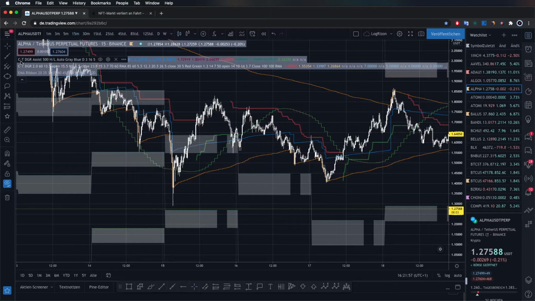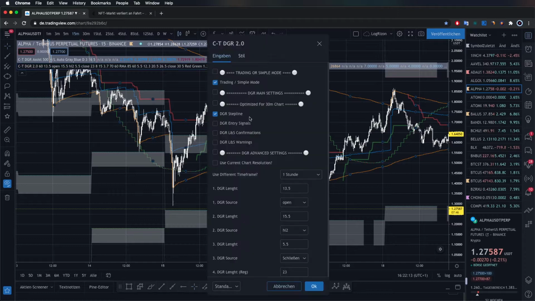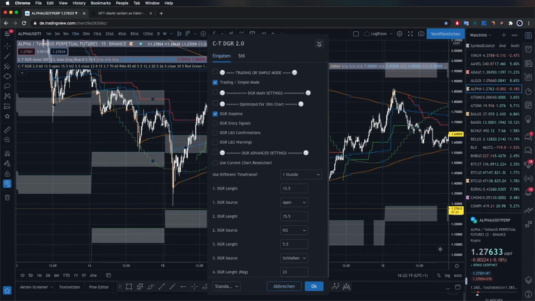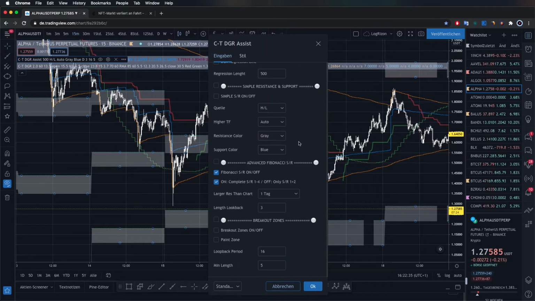And the DGR is coming in, let me just switch off this. The DGR is coming in two portions. One is called DGR 2.0 and the other one is called DGR Assist. That's just because the DGR now already has so many different functions that it's just too much to put all this information into one indicator. So the guys made two different indicators. In this one you will more or less find the main part, and in that one you will find the extra parts, you can say.